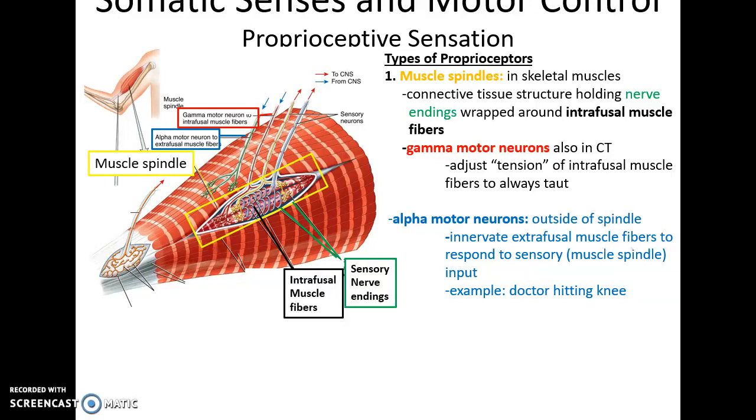There are also gamma motor neurons. These motor neurons go specifically to the intrafusal muscle fibers to make sure those fibers are always taut to allow us to detect when the muscle is being stretched, even if the muscle overall isn't in a stretched state. And then there's the alpha motor neurons, which are outside the spindle, and they innervate all the extrafusal muscle fibers, aka all the rest of the muscle. And of course, an example of a muscle fiber being stretched leading to a response is the doctor hitting the patellar ligament of the knee, leading to a kicking.